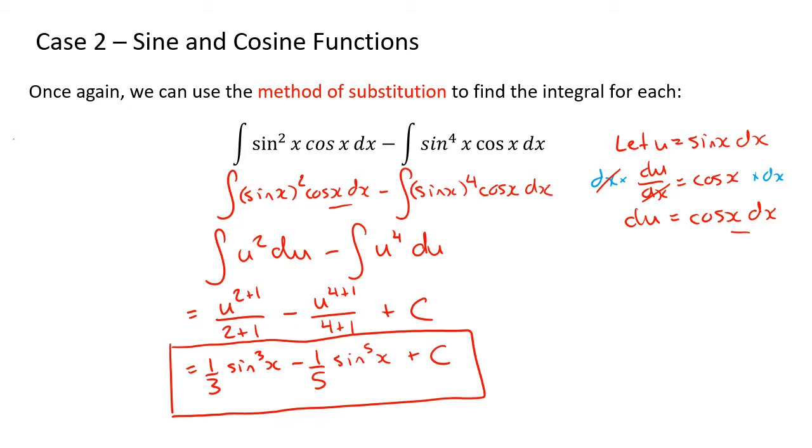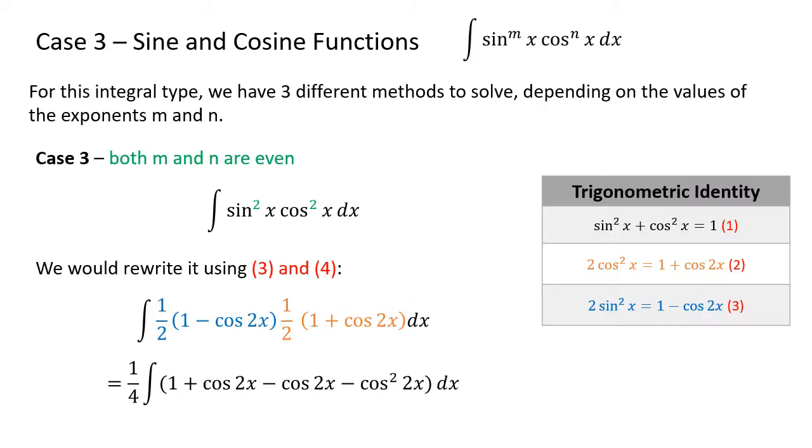So our third case is if neither of the sine or cosine functions have an odd exponent. In other words, both the exponents for sine and cosine are even. So our example here is sine squared of x and cosine squared of x. So they're both even numbers.